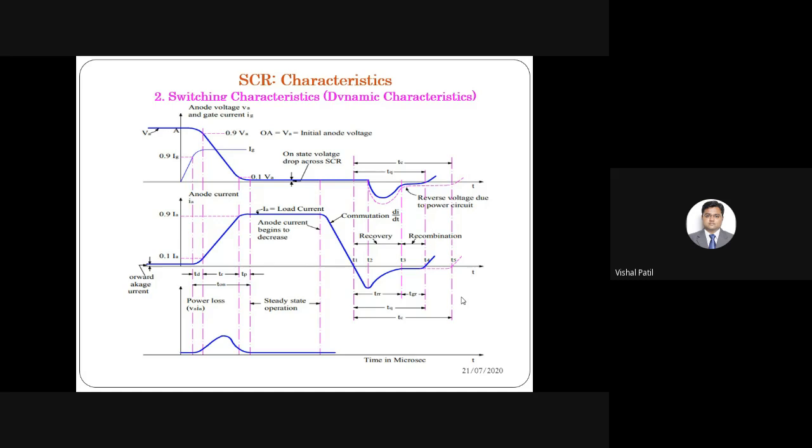And you know, I already have explained it to you that ideally when we say switch is on, the voltage is 0. When switch is on, the current is the expected device current.